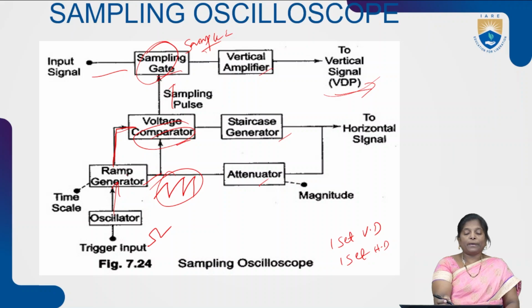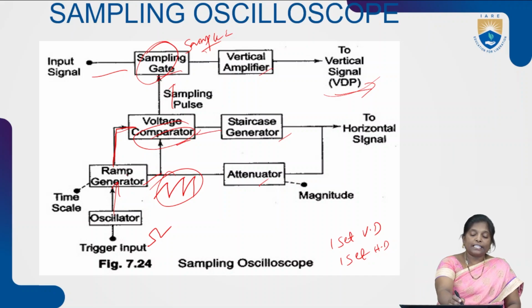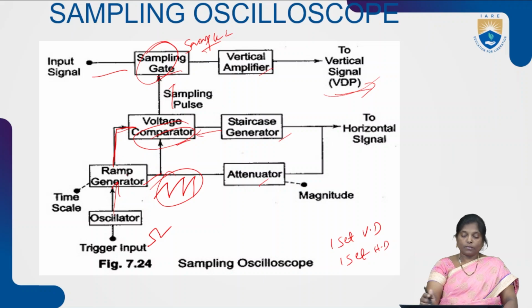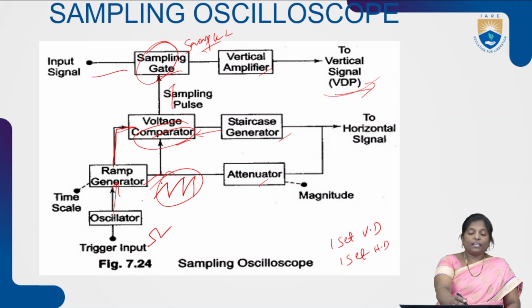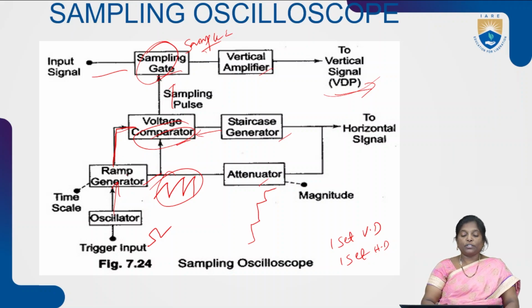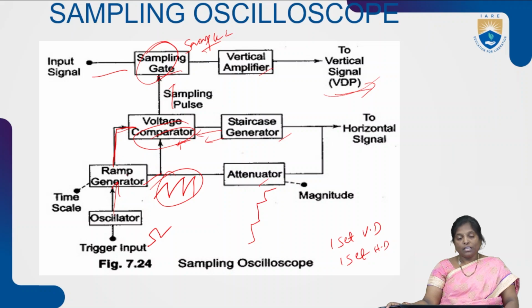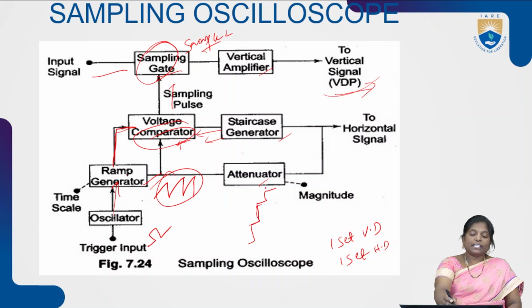One input of the voltage comparator is the ramp signal, and the other input is the output coming from the staircase generator. The staircase generator generates an output in which each stage has a certain amplitude. At each stage the voltage comparator compares the ramp signal from the ramp generator with the staircase generator output. Whenever both amplitudes are the same, the staircase generator moves to the next stage, and the voltage comparator sends the sampling pulse.